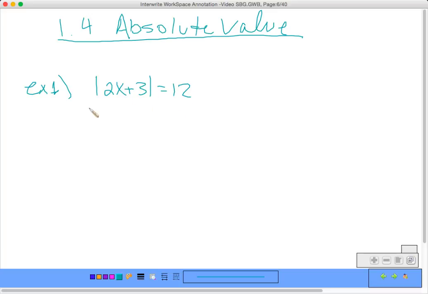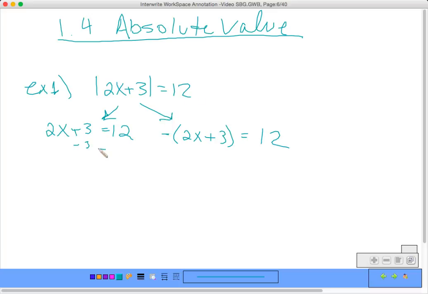Alright, so we're going to split this into our two cases. Either what's in here is positive 12, or what's in here is negative. So our other option is negative 2x plus 3 equals 12. So either this side is positive or it's negative, because remember, when you evaluate it, you're evaluating the distance, so it's always going to be positive.